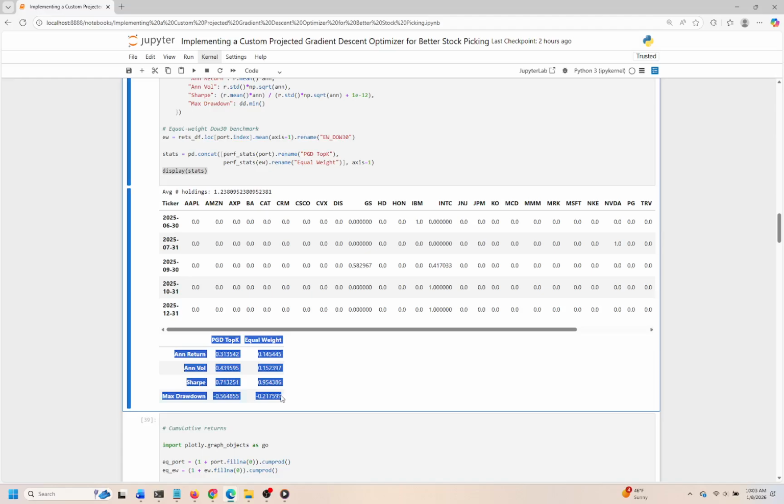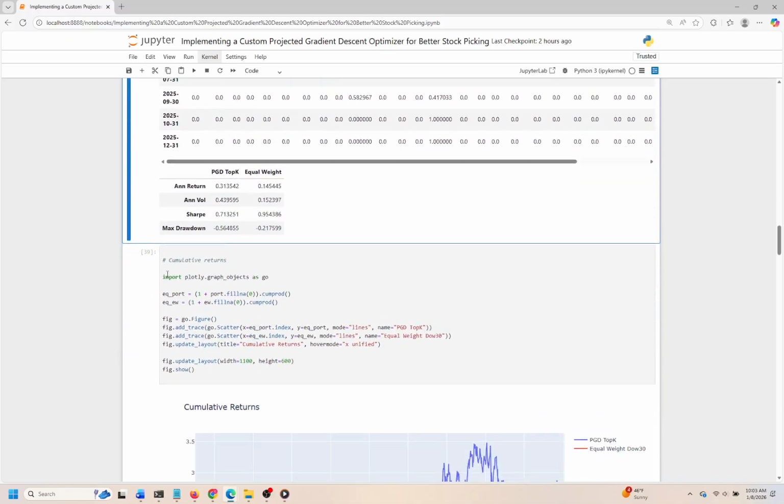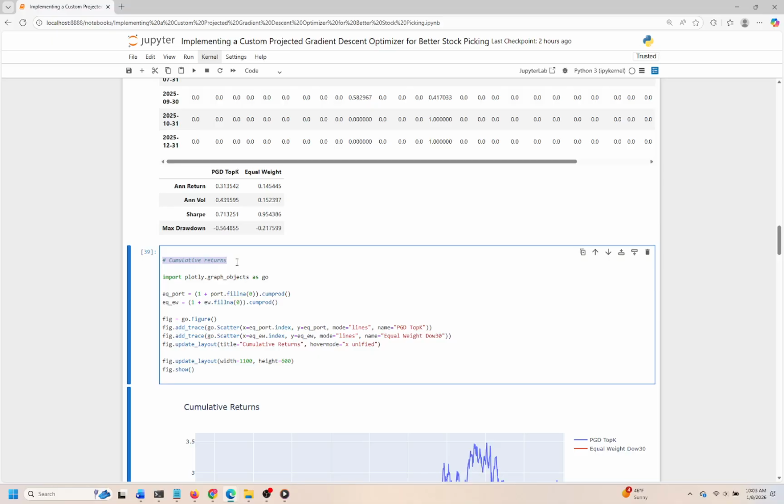Cell 8. In this cell, we're visualizing cumulative returns to better understand the performance of our investment strategies over time. This is essential because cumulative returns provide insight into how well our portfolio has performed compared to a baseline, like an equal-weighted Dow 30 index.